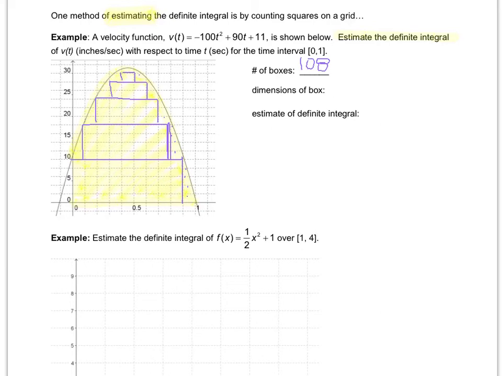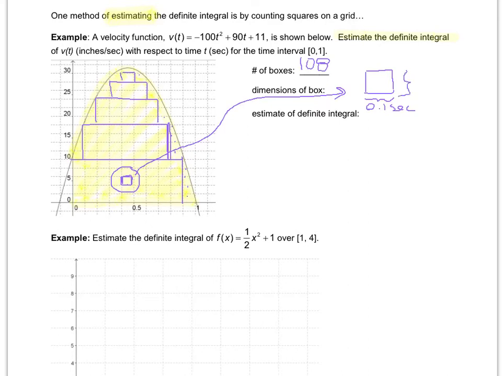The next thing that you need to do in order to estimate is look at the dimensions of the box. And this is something that we love to mess you up on as teachers and as AP people. The devil's in the details, as they always say. So if you look at one box that you counted, the bottom portion has a dimension of 0.1 seconds. If you look back at your picture, I'm darkening just one little box here. So that's what I'm blowing up here. It has a dimension of 0.1 seconds on the bottom.